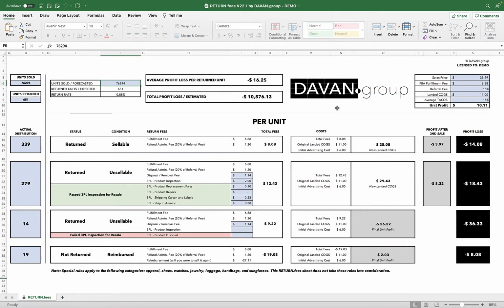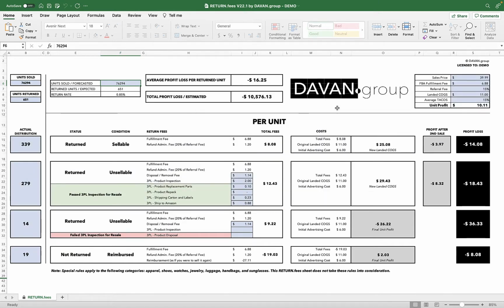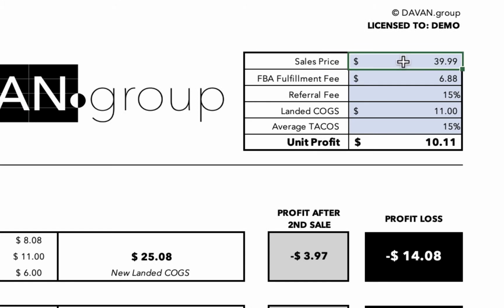Here we go. Okay, so we're going to use our actual return fees sheet to go through the different scenarios that we just mentioned. This breaks it up very simply, and we can use your exact product data. So first, in the blue cells here, fill in your sales price and your FBA fulfillment fee. We actually have a video on how to calculate it, and another sheet that finds it. Then put in your referral fee percentage, which is normally 15%, your landed COGS, and the average TACOS you've been selling your product at.